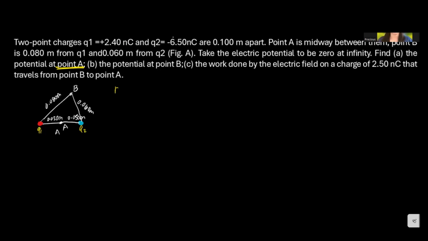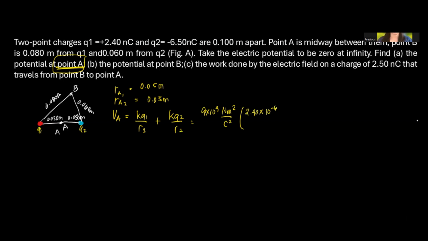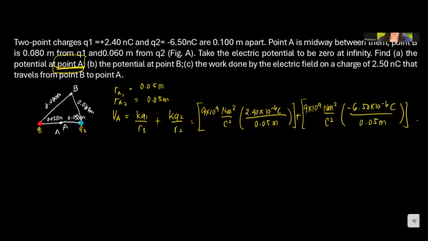Alright, for the first one, letter A, it says here, find the potential of point A. Here, I'm trying to have all the radii listed. For RA1, A to Q1, that's 0.05, A to Q2, that's also 0.05 m. For VA, same approach, KQ1 divided by R1 plus KQ2 divided by R2. Why do we have Q1 and Q2? Because we have two charges that could affect our point A. After the calculation, we have negative 737.22 volts.